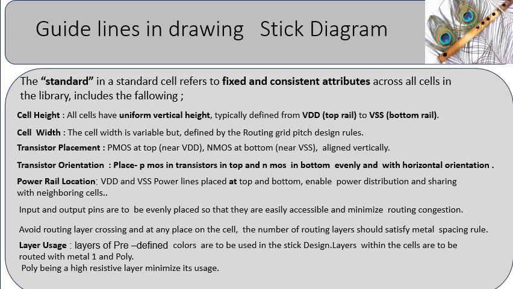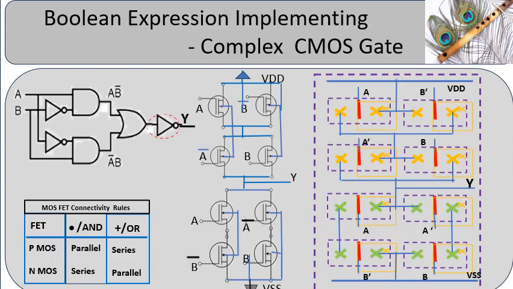Routing within the cell is to be implemented by metal 1 and poly only. Poly, being a high resistive material, restrict its usage in the stick diagram drawing. While creating a CMOS gate stick diagram, special attention is needed due to the circuit complexity and in transistor placement. Below are some of the precautions that ensure layout compliant stick diagram design.